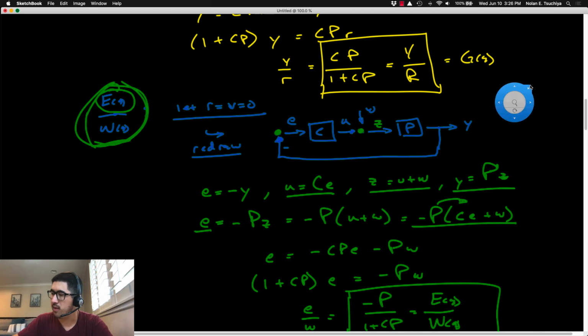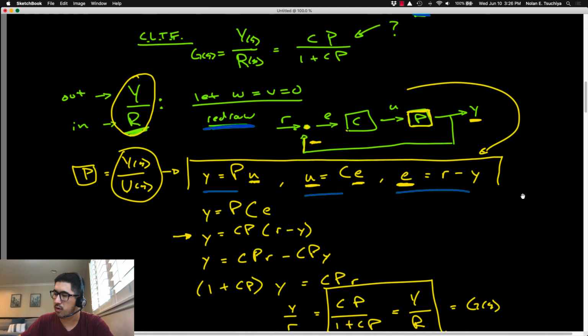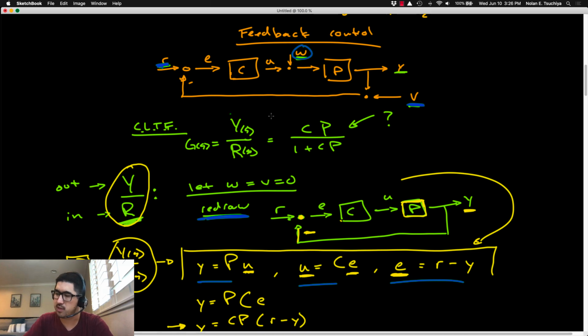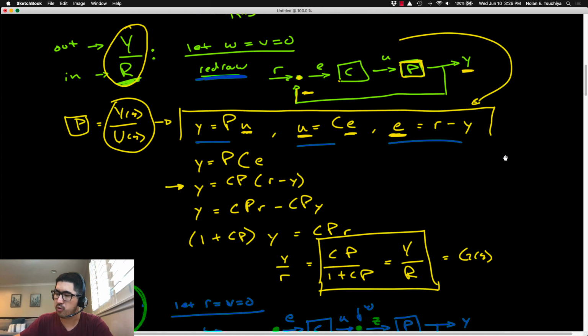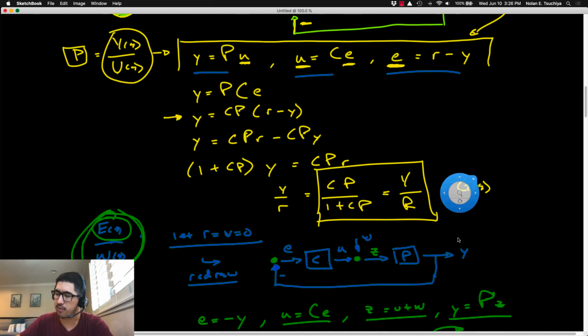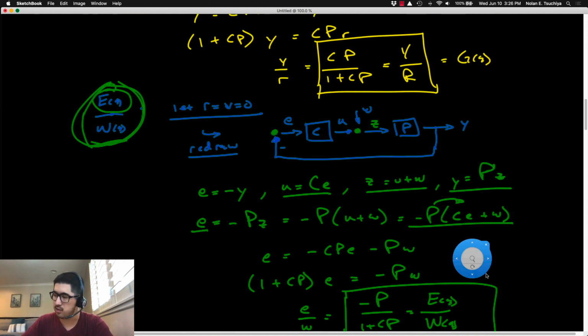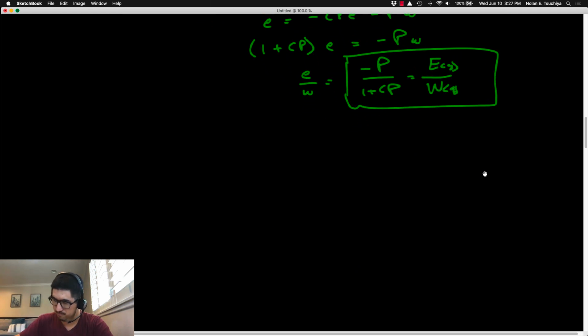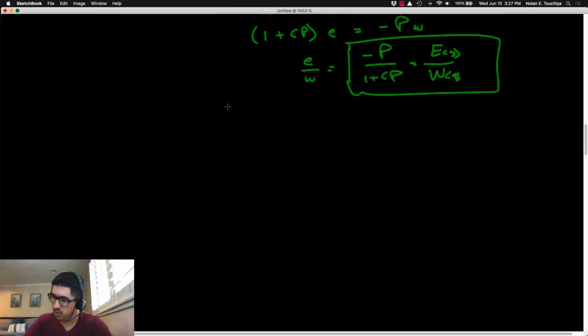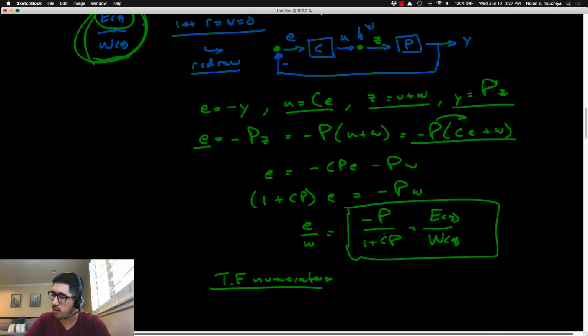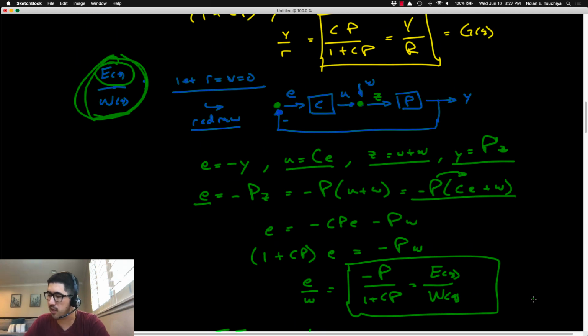Okay, so remember that I mentioned that there were 3 inputs and 3 outputs to this primary feedback control block, right? You've got R, W, and V as your inputs, E, U, and Y as your outputs. I think it would be a poor use of time for this lecture to derive the remaining 7 transfer functions. So what I'm going to do is basically just tabulate them for you, okay? So this is a matrix of transfer function numerators. And we're only going to tabulate the numerators because notice that the denominator for both of the transfer functions that we derived was the same, 1 plus CP.